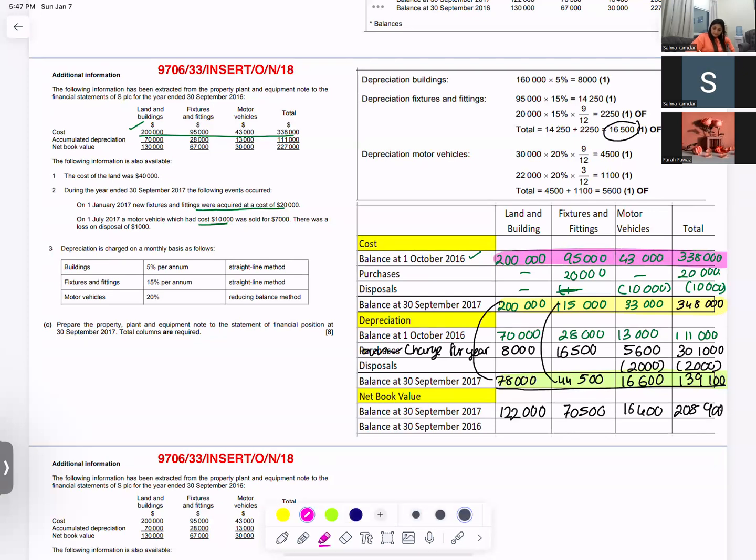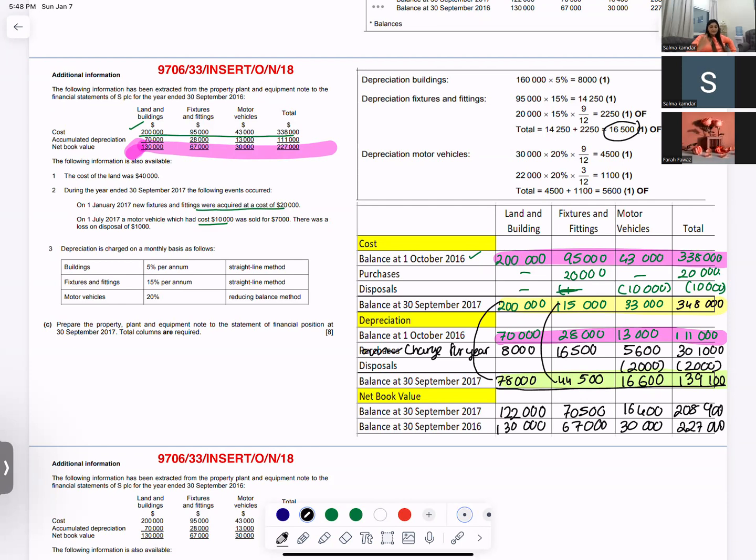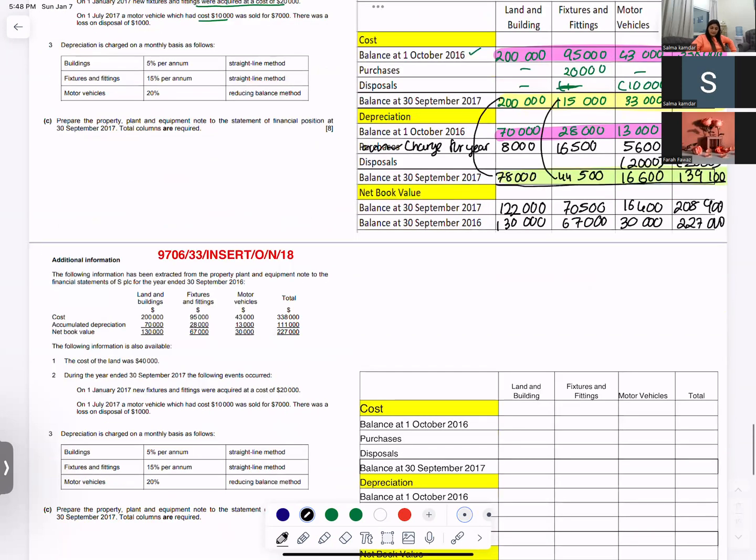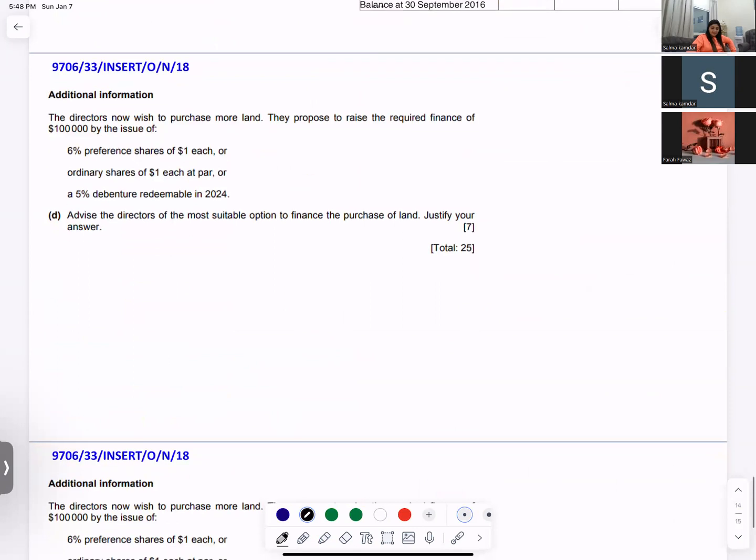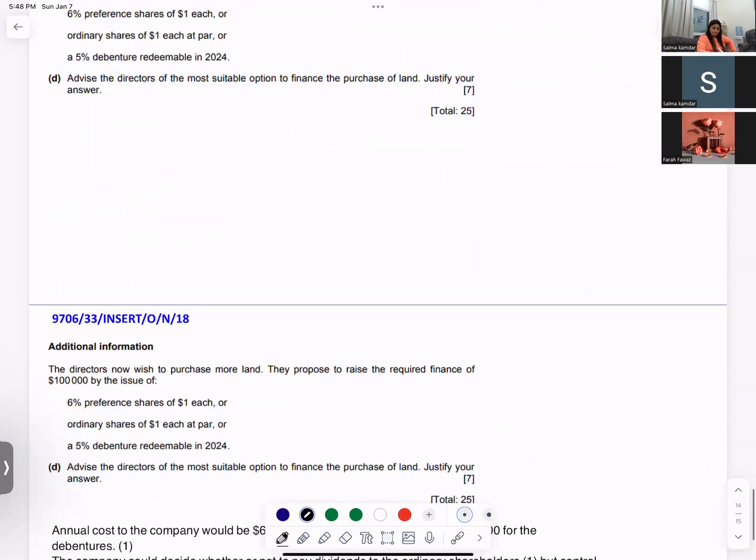Now at the beginning, it is 130,000. This is the same one, 60, right? 130,000, 67, 30, and 227. Are you with me? Okay. Can you read the additional information?